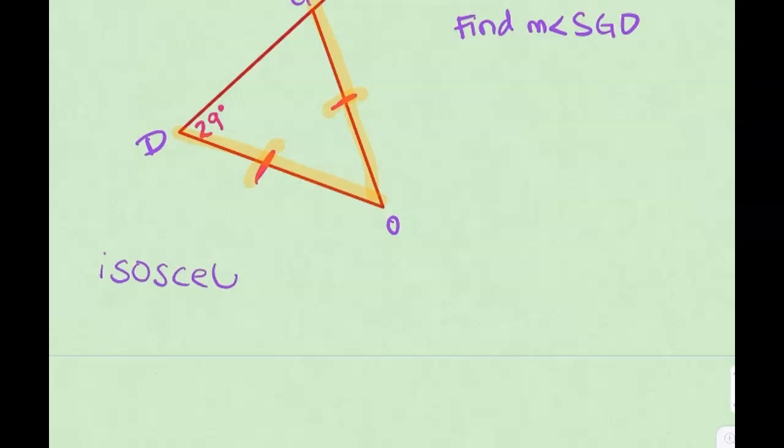Isosceles. Miss Vala, let's say it. Isosceles. Which means we have two congruent sides and two congruent angles. This is our vertex angle, since the two congruent sides are touching, which means our base angles are down here. So go ahead and get going.